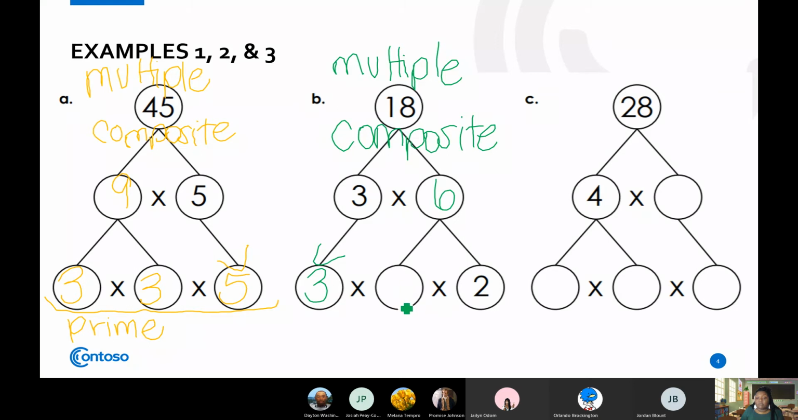Josiah, could you tell me what number is going to go in this middle bubble? 3. Very good. And so I know I've done this right if, Melena, how do I know if I've done this right? You can multiply all the numbers. Very good. And what would my product be when I multiply those 3 numbers, Melena? 18. Very good.